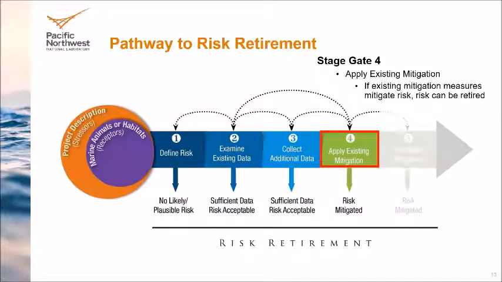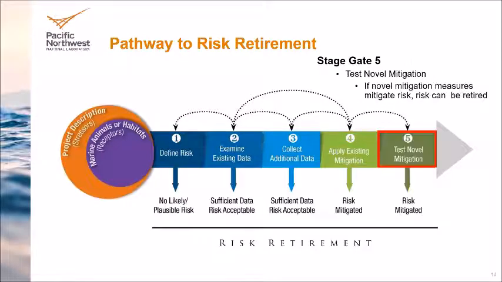At this point, mitigation is likely needed, and it's important to determine if there are existing mitigation measures that are adequate and have been tested and shown to be effective. If that's the case, you can mitigate the risks and take the off-ramp below. If there aren't adequate mitigation measures, you move on to stage gate 5, where it might be necessary to develop and test novel mitigation measures. If these new measures are effective, you can retire the risk. However, if this still isn't adequate, you continue down the pathway.